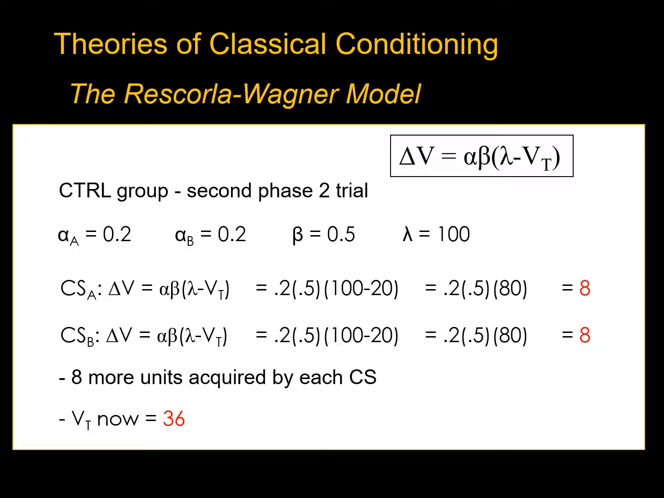And again, other than having to keep track and make sure you add up the total results to figure out what V sub T is for the next trial, that's pretty much the same thing as just modeling basic acquisition. There's nothing too puzzling there, I'm hoping.